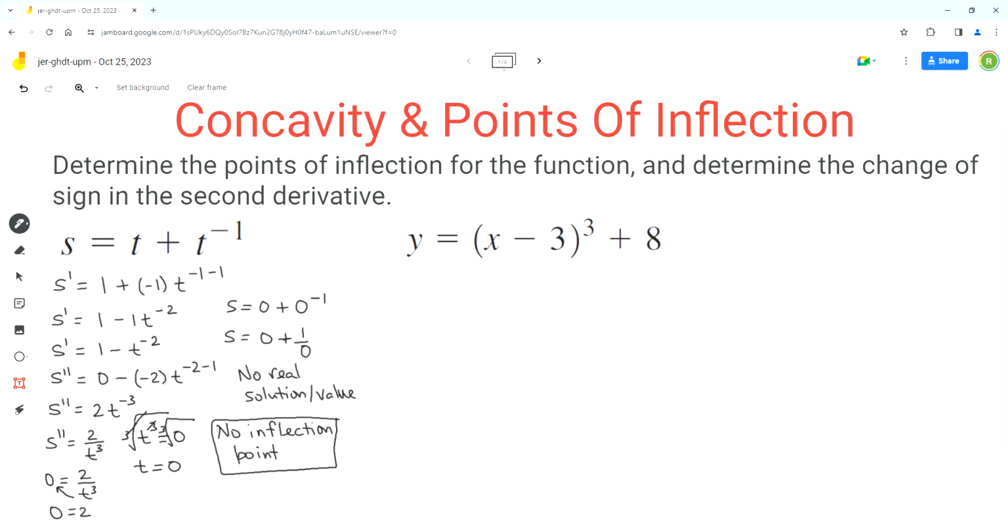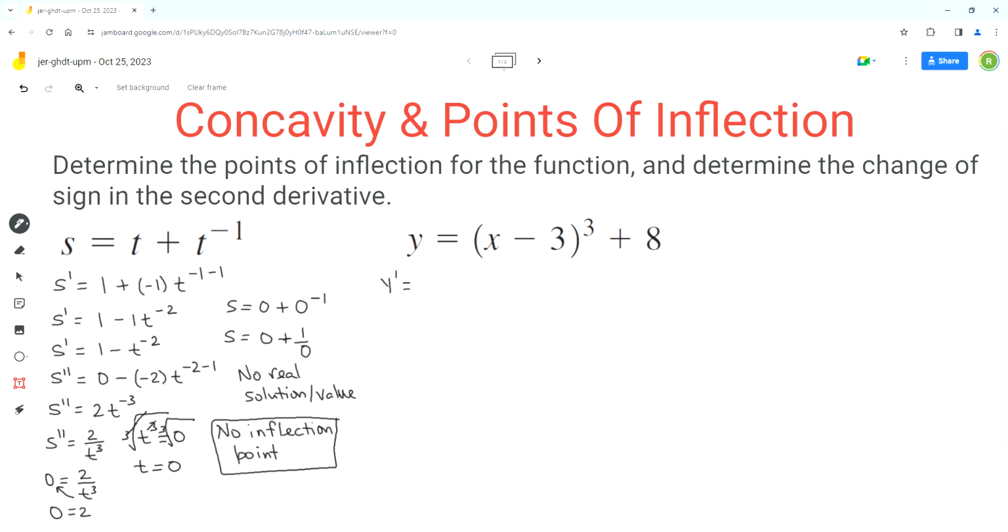Now we can analyze the second function. So this function is a polynomial function. So we'll start by finding the points of inflection. For that we need to find the second derivative of this function. So we'll start with the first derivative, y prime equals.